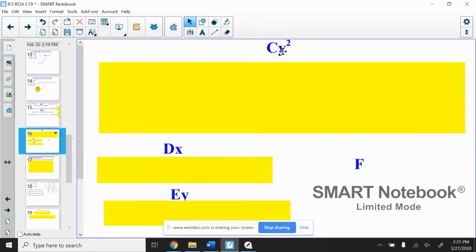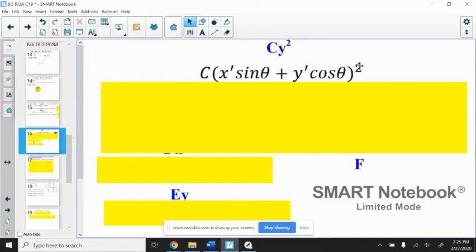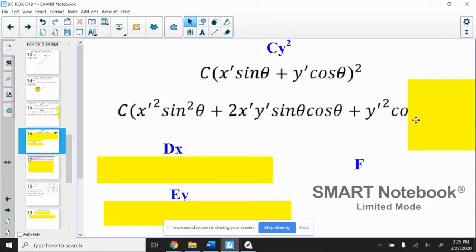CY squared. Now I just need the rotation formula for Y, which you should have memorized by now. There it is. I'm going to avoid the C right now. I'm just going to square this binomial. Doing all this math correctly leads me to here. This is getting quite horizontally long.